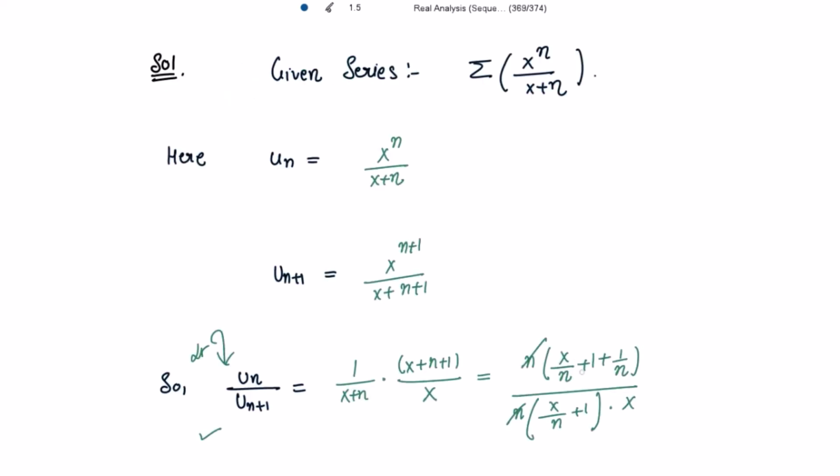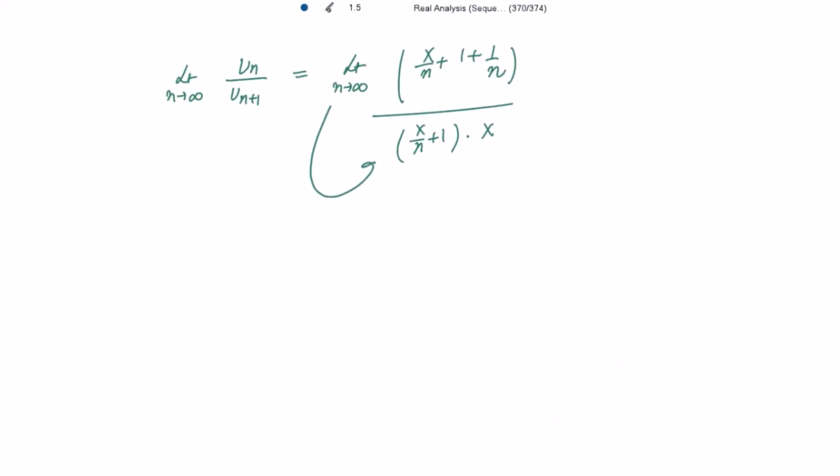So limit n tending to infinity on un divided by un plus 1 is equal to limit n tends to infinity. So this is x divided by n plus 1 by n divided by x divided by n plus 1 into x. When taking n tends to infinity, this term becomes 0, this term becomes 0, and this term is 0. So we are getting in the numerator 1 and in the denominator we have x.